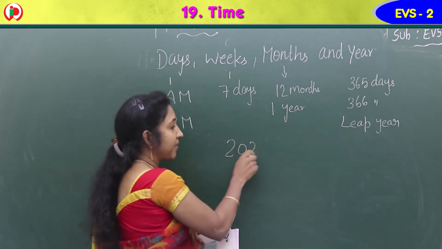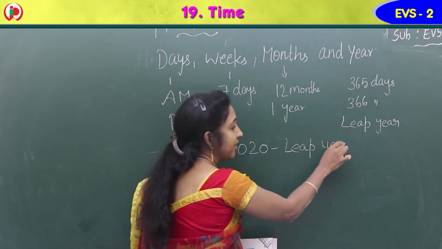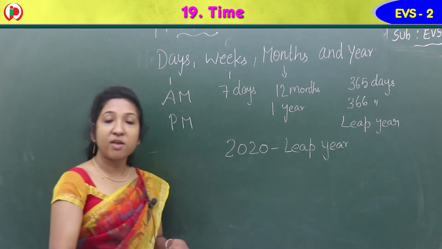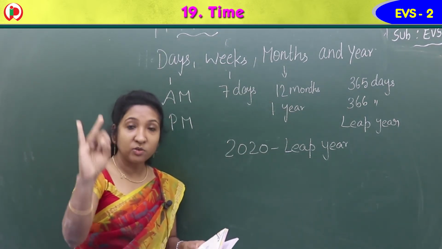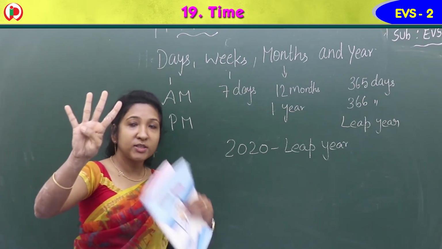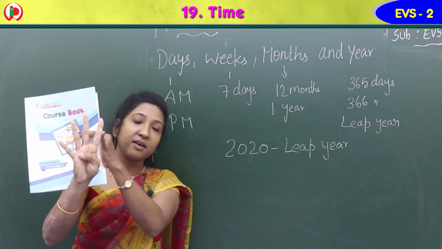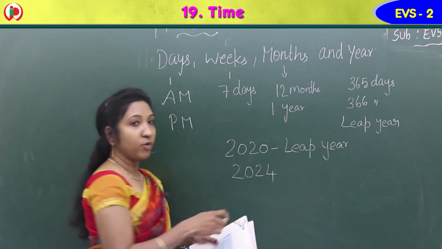2020 was a leap year. Now next leap year when it comes, 2021, 2022, 2023, 2024. The fourth year is the next leap year. So next leap year comes in 2024.